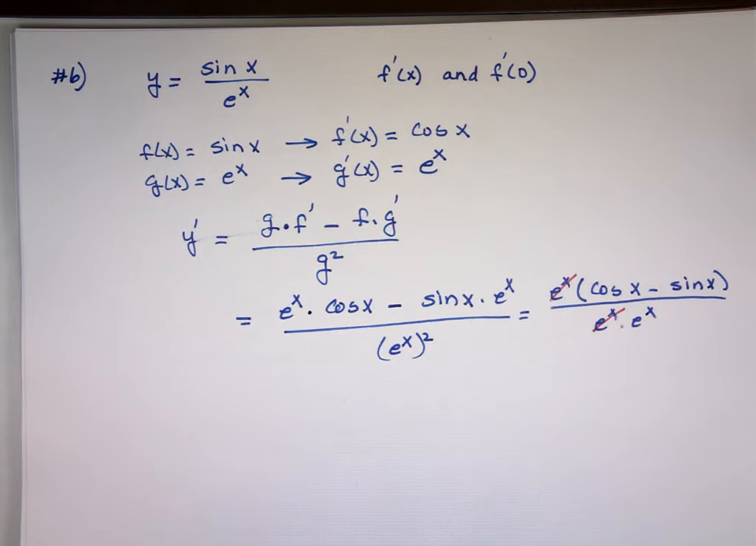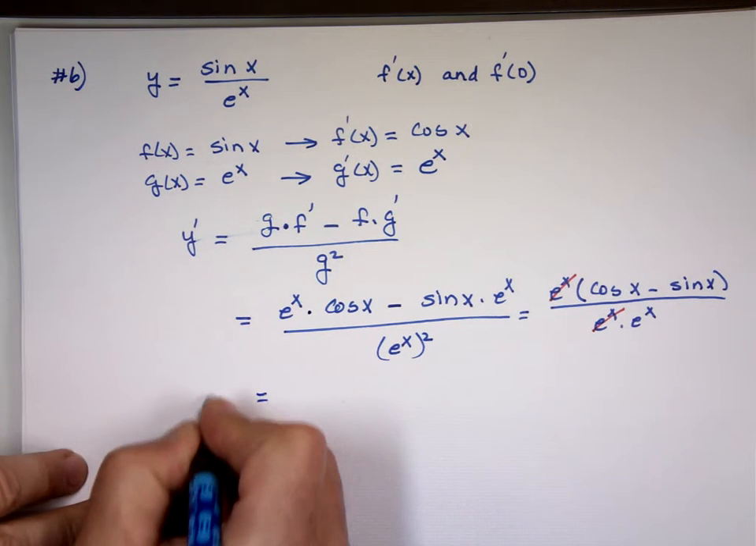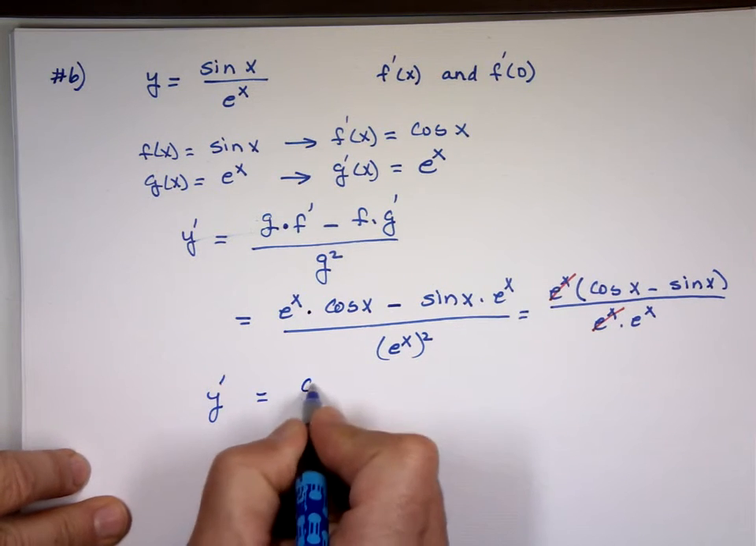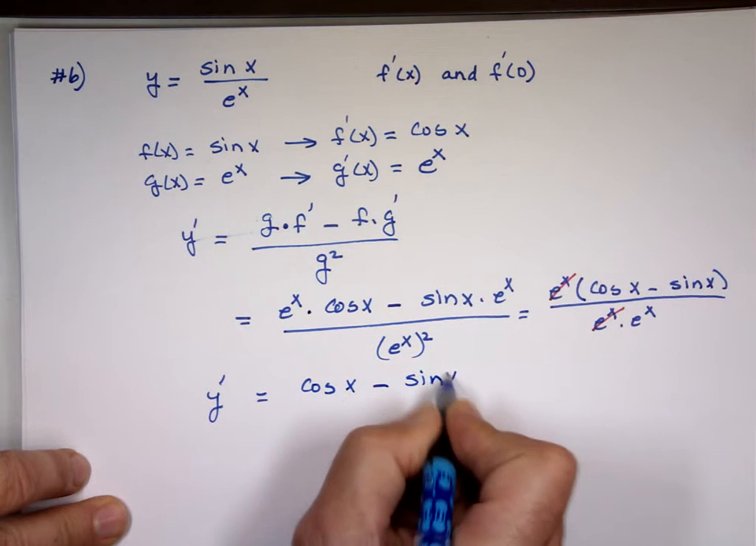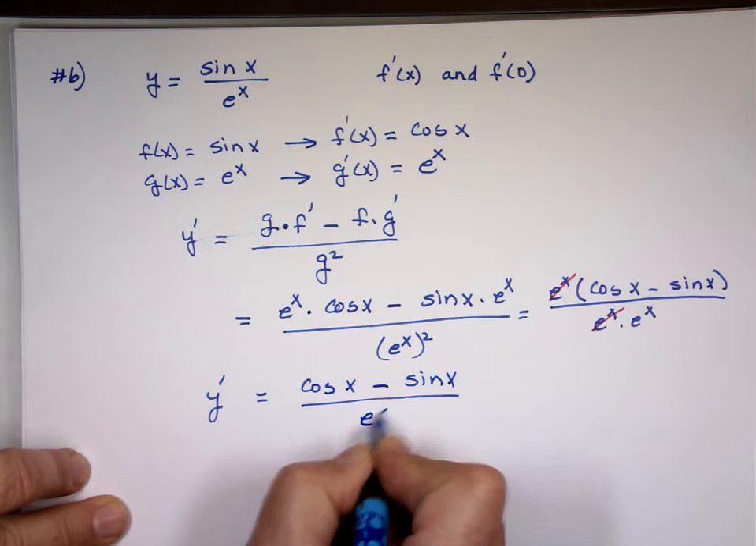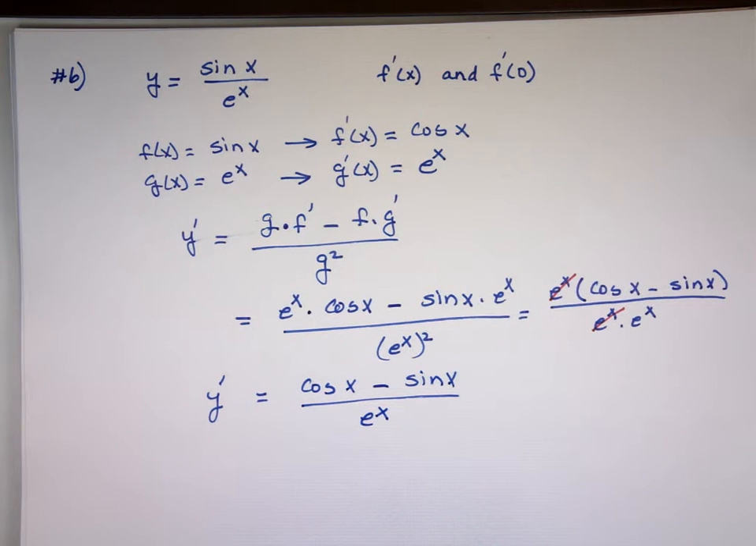They cancel each other out. You'll end up with what? Cosine of x minus the sine of x over e to the x. So that's part A. This is as a function of x.